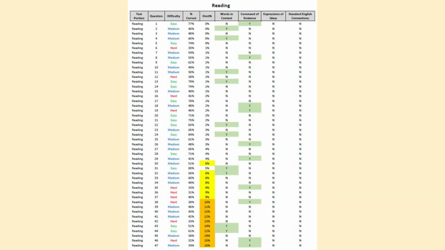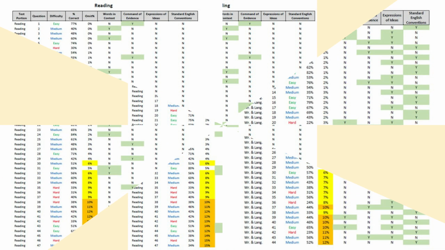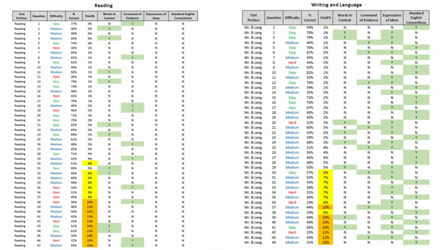Again, here's the reading response spreadsheet at a glance. Now, the reading test and then the writing and language test get put together for your evidence-based reading and writing score. Do you already see a pattern on the writing and language test that you saw when looking at the reading? You probably noticed more than one.